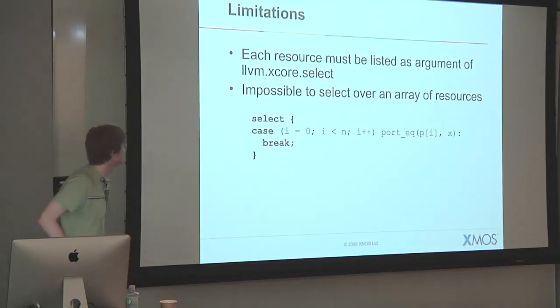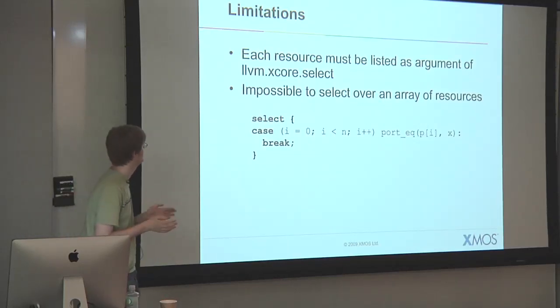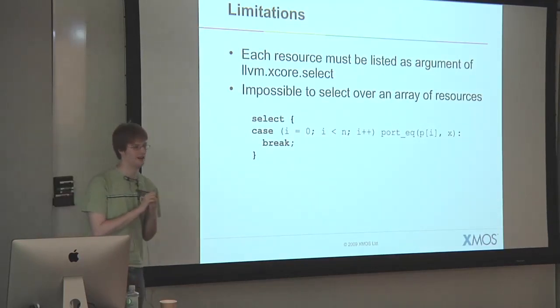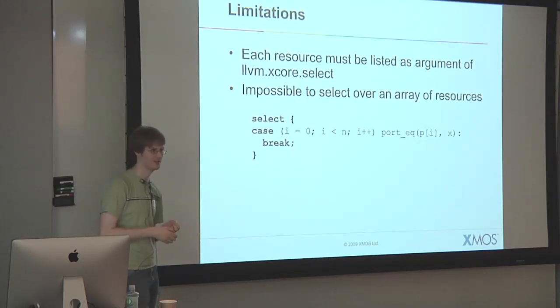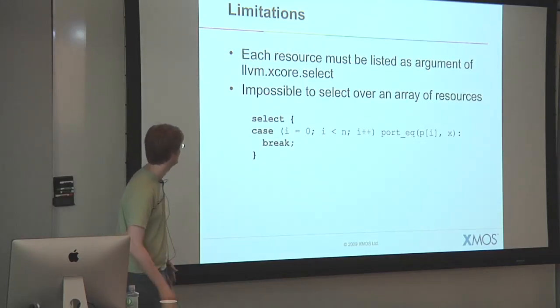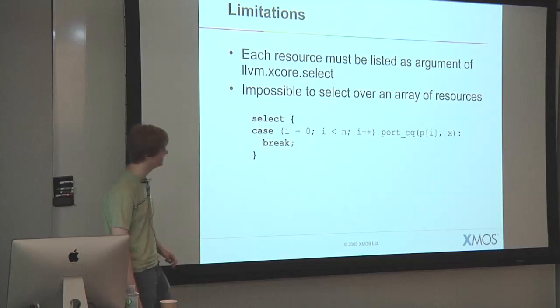There's one limitation of our current implementation: all the resources which can event must be listed as arguments to this intrinsic. That means that the list of resources has got to be known at compile time. That prevents us doing things like selecting over an array of resources, where maybe the number of resources comes in as a parameter. We'd like to support things like this, but at the moment we can't do that.